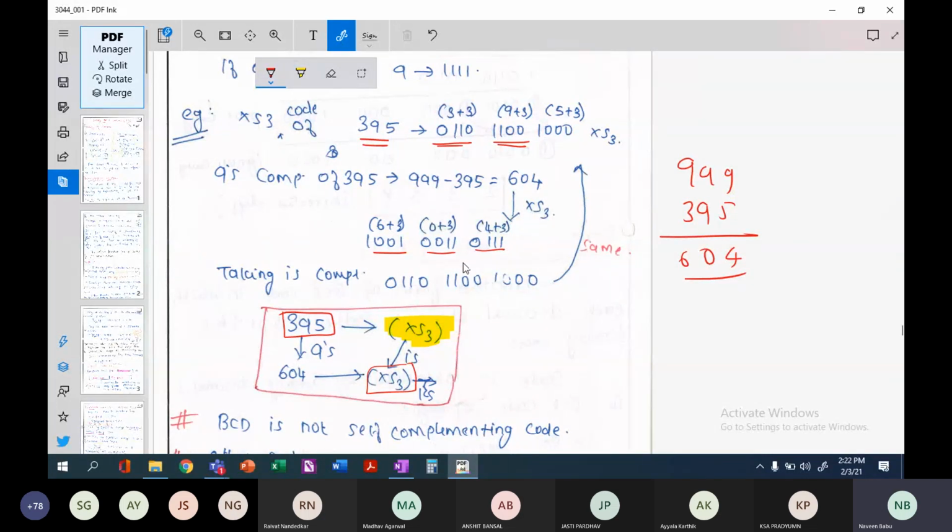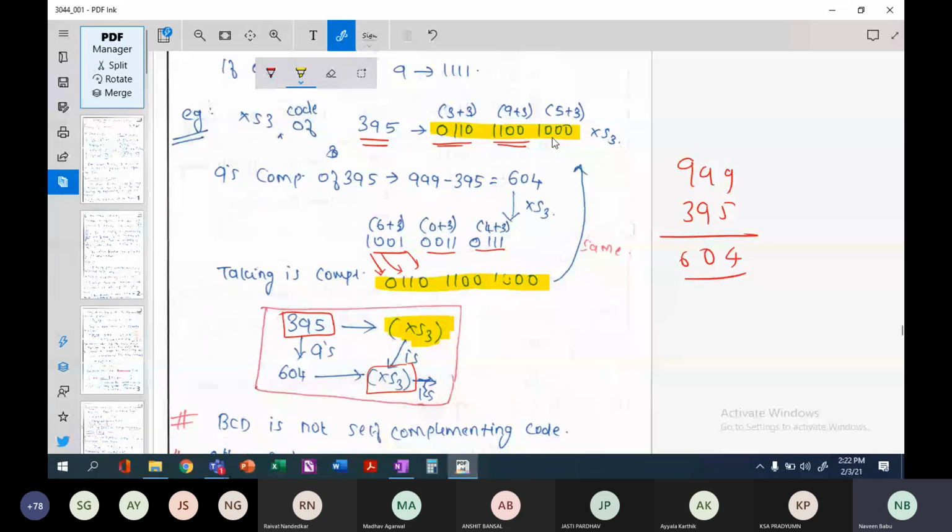Complement you know how to take, right? Complement every bit. 1 becomes 0, 0 becomes 1, 1 becomes 0, double 0 becomes double 1, double 1 becomes double 0, 0 becomes 1 and triple 1 becomes triple 0. Now you compare these two, both are same. This is called as the self-complementing codes.